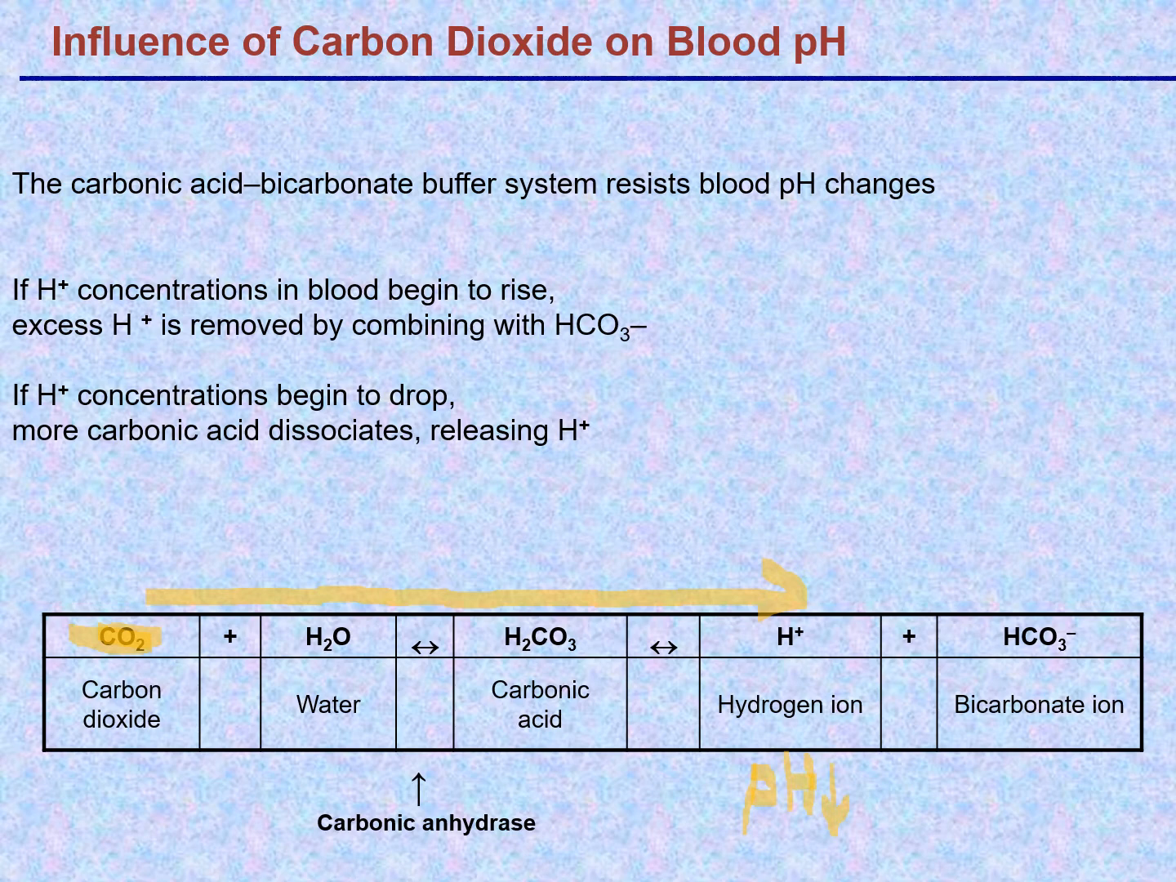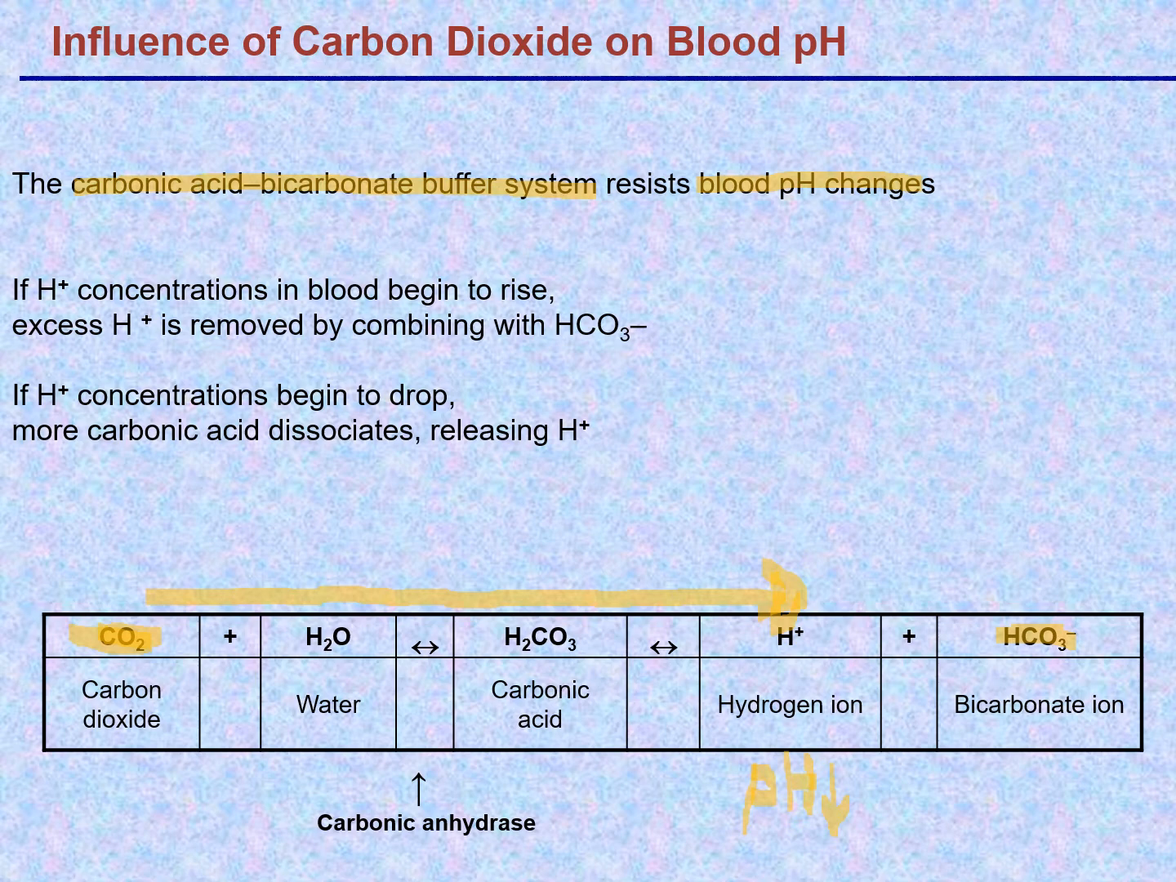The bicarb that's produced moves out into the plasma to help act as a buffer. So the carbonic acid bicarb buffer system resists blood pH changes. Even though you're getting accumulation of hydrogen ions, the pH is not going to change that much due to the buffering action of bicarb ions. And that's what's said here.